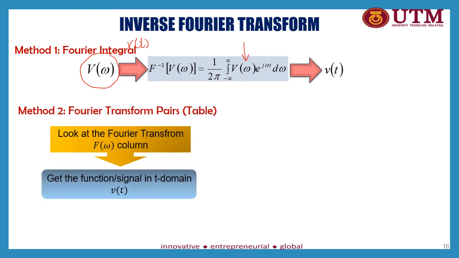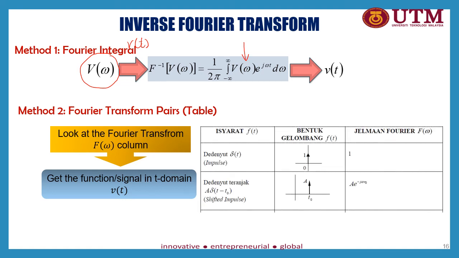Or you can use the Fourier transform pairs or table. So the first step, in time domain, you look at the signal in time domain first. But in Fourier transform, to convert the omega domain into the t domain, you need to look at the third column first, look at the closest equation, and then reverse back to the left hand side, so you'll get the inverse Fourier transform, the signal in time domain.